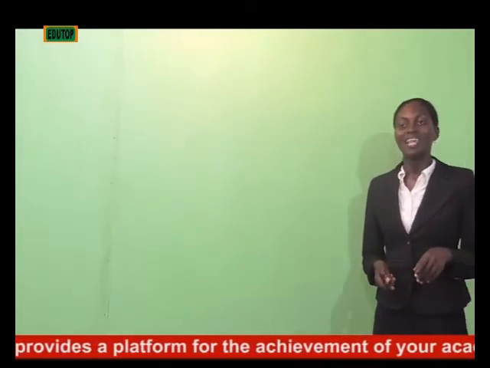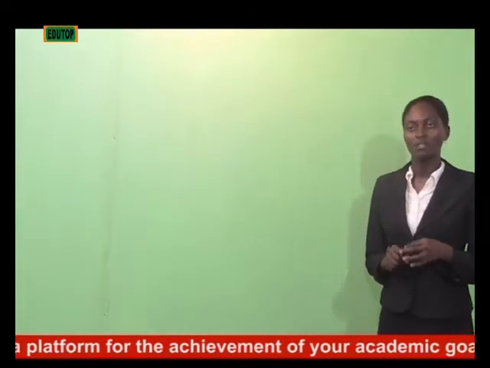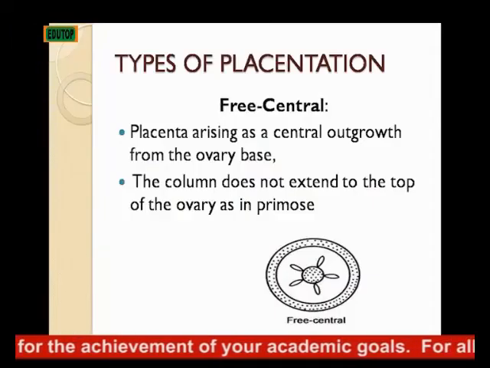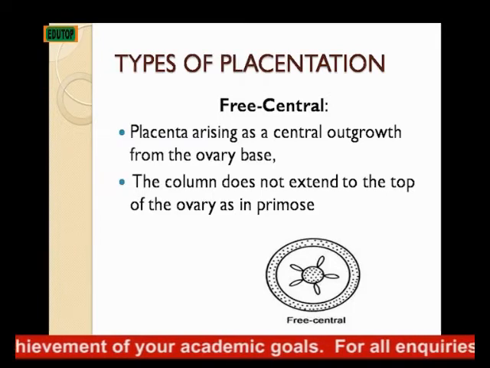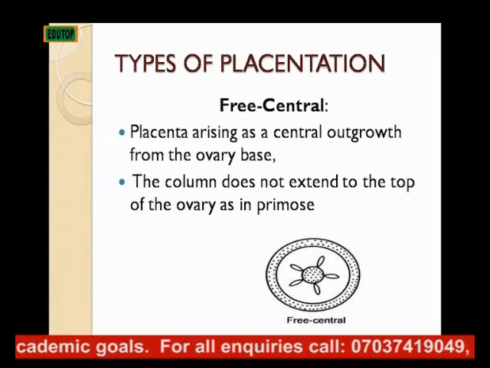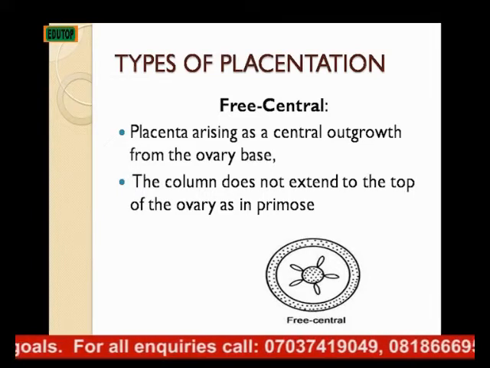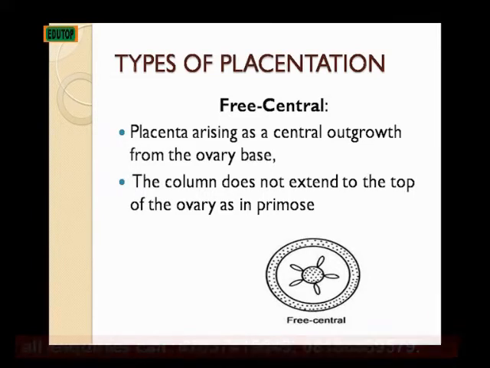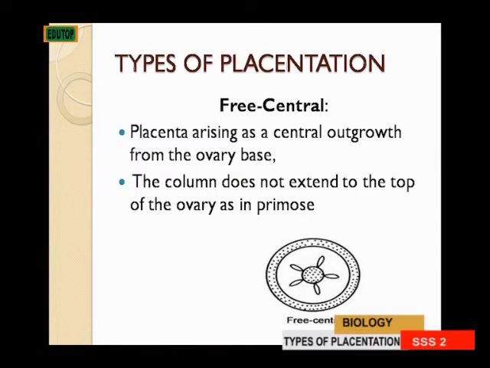Then the last kind of placentation I'll be talking about is what we call the free central placentation. The placenta arises as a central outgrowth from the ovary base. Look at it at the center, central outgrowth of the ovary base. Then the column does not extend to the top of the ovary. For example, we have it in primrose, and another example you have in talinum, that is your water leaf. When you get the fruit of water leaf, you find this kind of placentation in it. It's called the free central placentation.